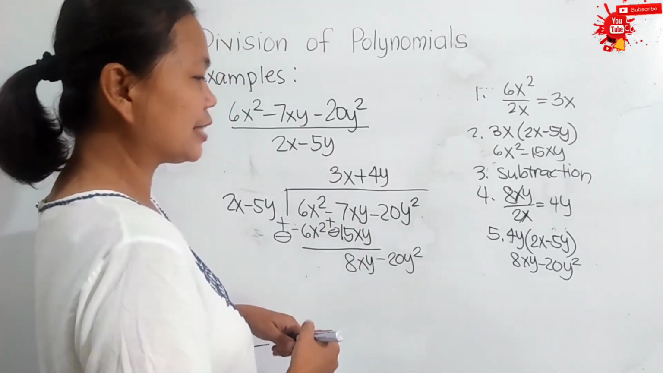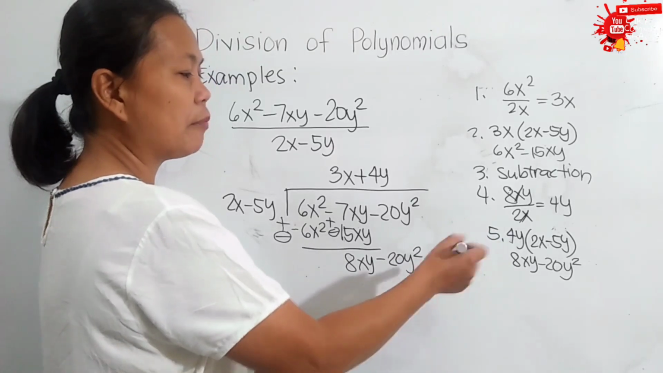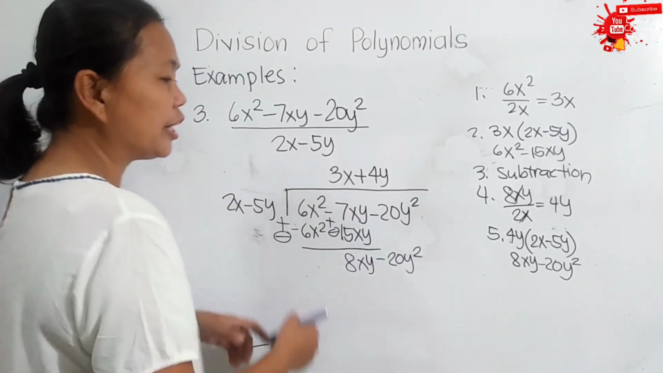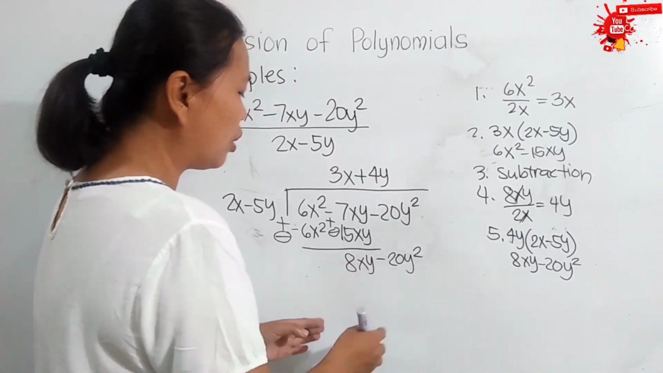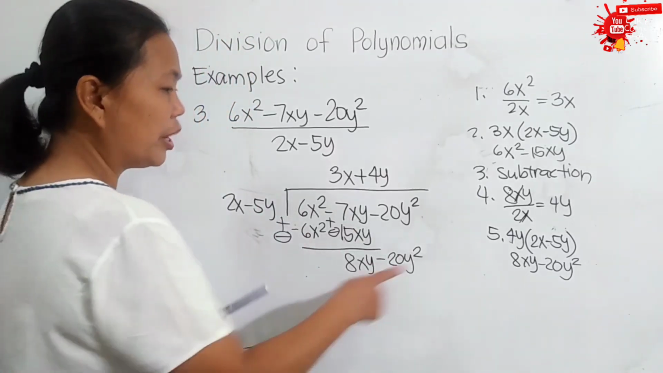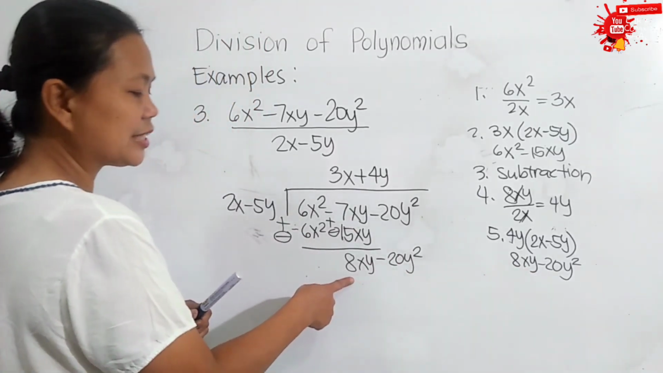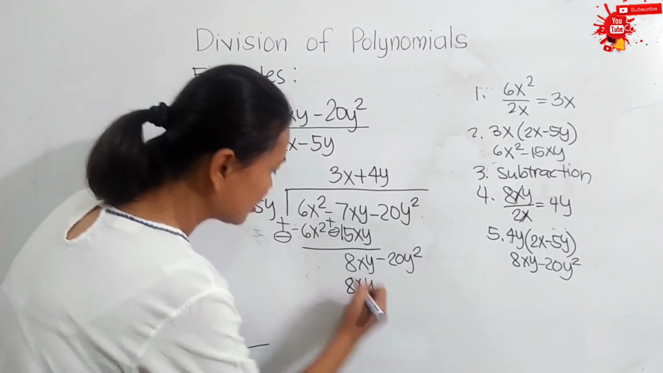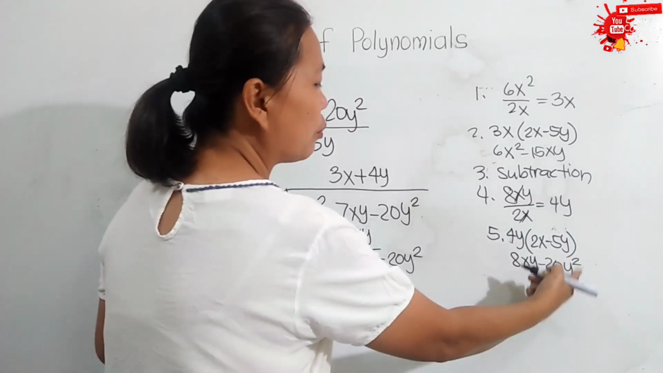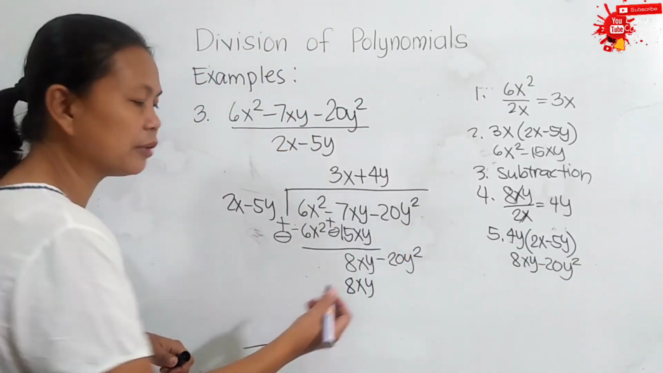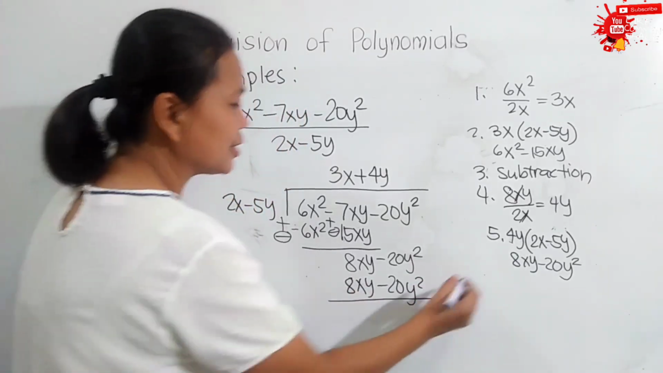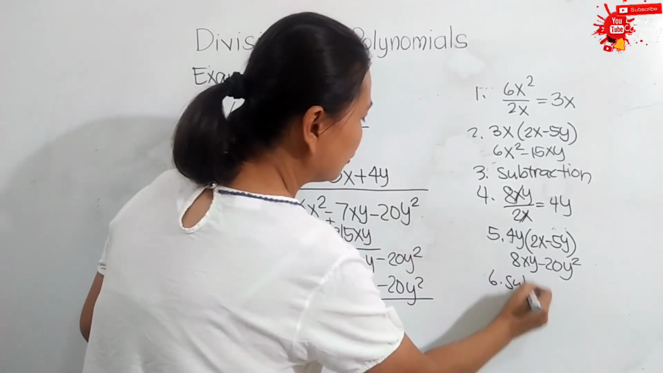So now, let's have 8xy minus 20y squared written in our solution wherein they will be written below its similar terms. So 8xy is the same or similar to 8xy. So write it below 8xy. And negative 20y squared is similar with negative 20y squared. And then the next step is subtraction.